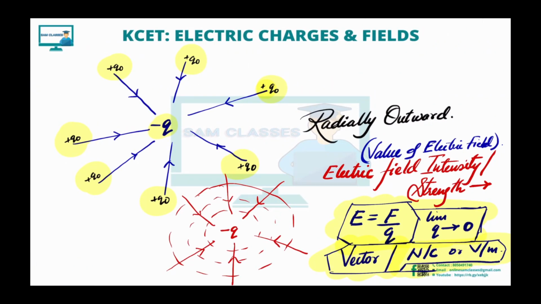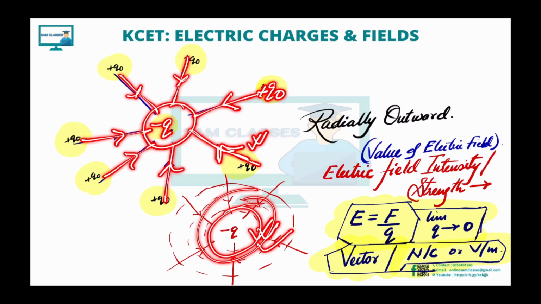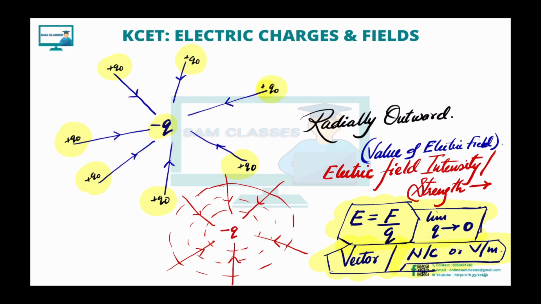Now coming to the next part, what will happen for a negative charge? Same thing, we bring a positive test charge. This negative charge will attract it, so it is radially inward. It is attracting from outside, from all sides. So for a negative charge, the electric field lines are radially inward.